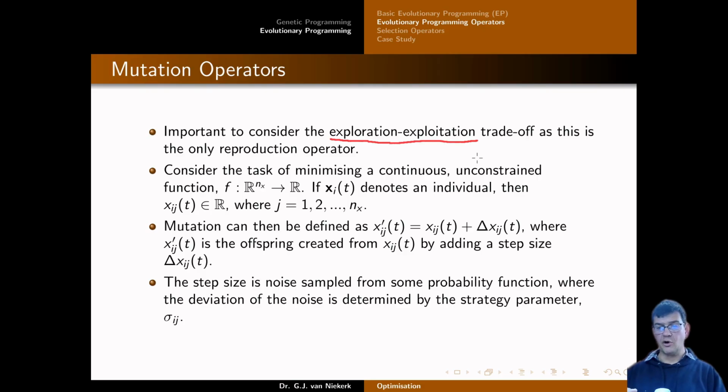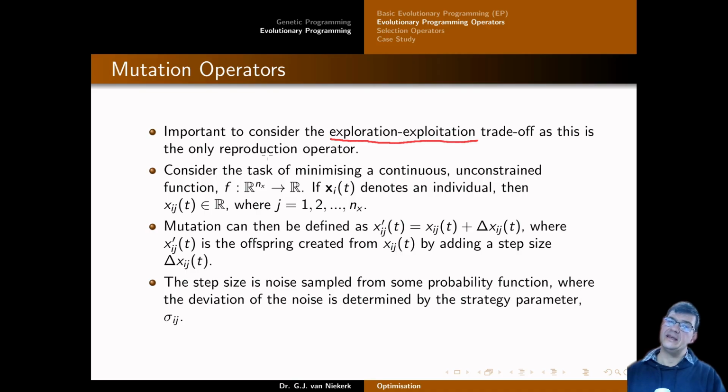The reason for this is that in something like genetic algorithms, you have a crossover operator and a mutation operator. The mutation operator tends to focus more on exploitation, because you've got a very small percentage of mutation that could possibly take place. But with evolutionary programming, mutation is the only reproduction operator. So mutation has to cater for both exploration and exploitation. Exploration is where you search the search space to find good regions where good solutions might be, and exploitation is where you hone in on that good solution.